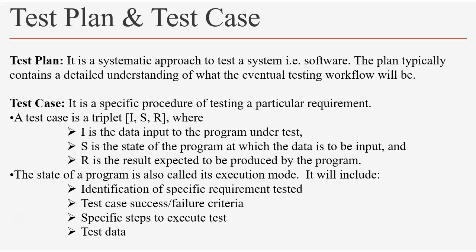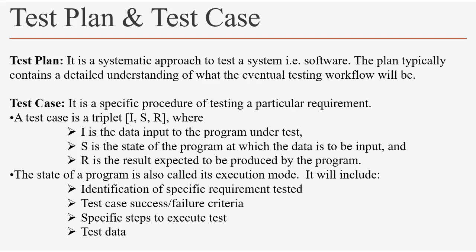So what is a test case? This is a specific procedure: what has to be done, and in what order it has to be done. When we talk about a test case, each and every test case is a triplet, which is a combination of I, S and R. So what is I? It is the input. What is S? It is the state of the particular program when I have to give the input, and R is what kind of output I am getting. That is called the triplet of a test case, ISR. Okay.